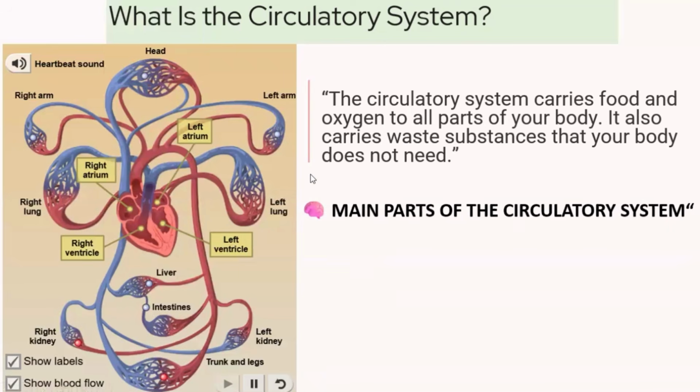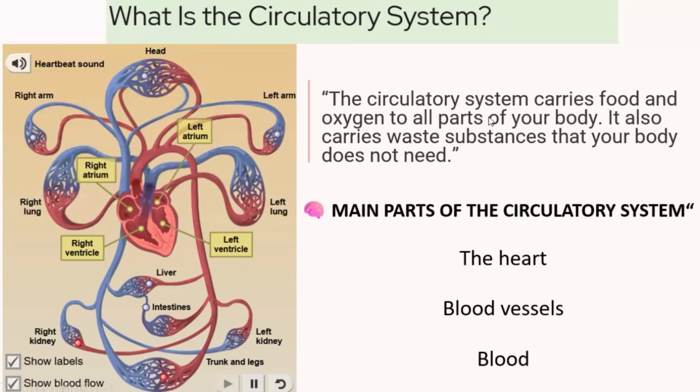So what are the main parts of the circulatory system? The first one is the heart. The second one is called the blood vessels. This is the blood vessels. Okay, we are going to study them one by one. And the third one is the blood. Also, we are going to study it. So the parts of the circulatory system: the heart, blood vessels, and blood.